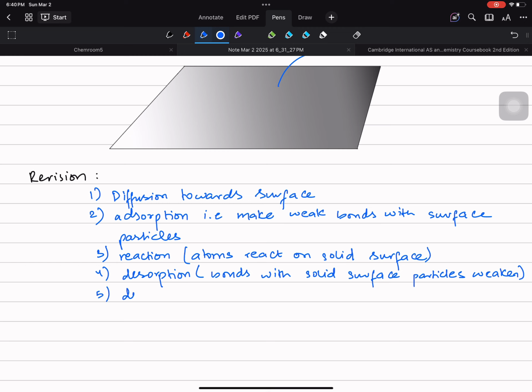And in stage 5, diffusion happens again. So in diffusion, the product molecules will diffuse away from the catalyst surface. I hope this idea is clear to you guys.